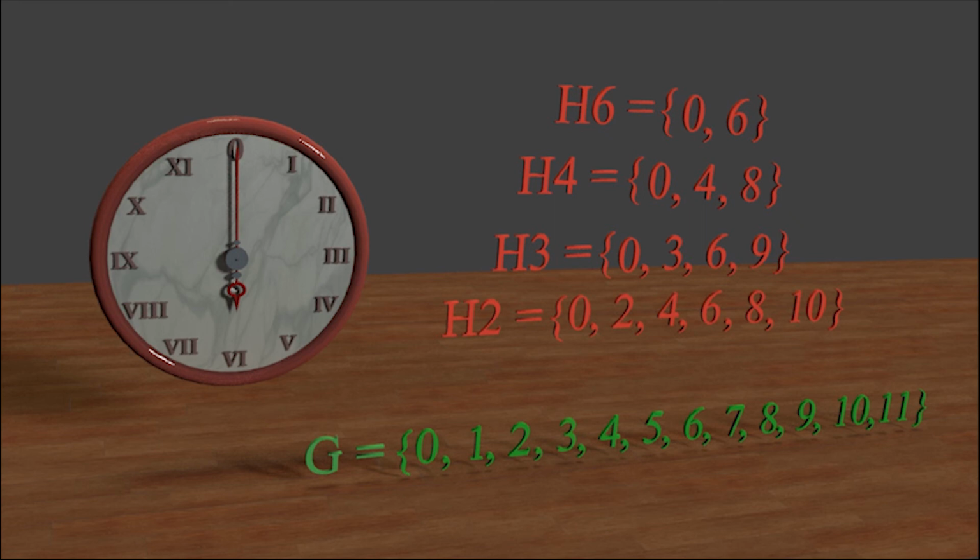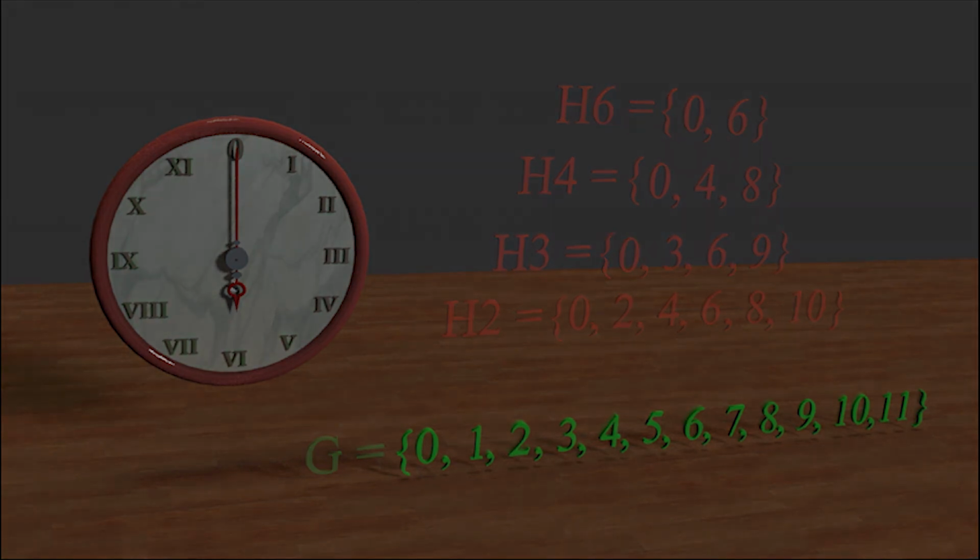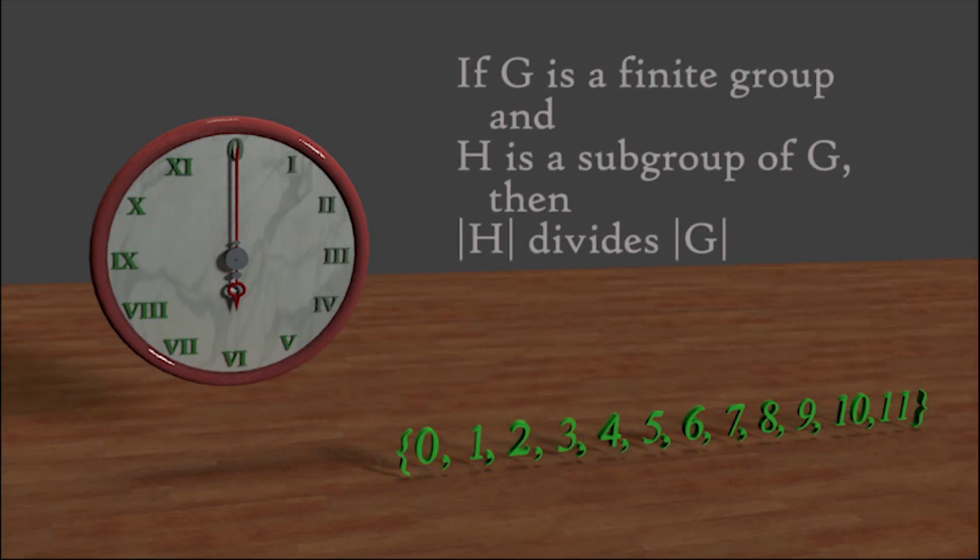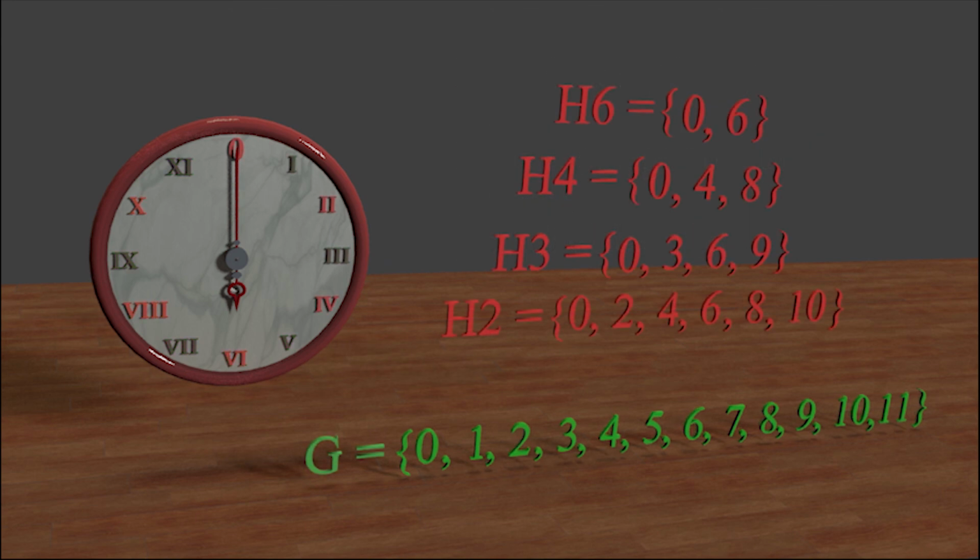Using our original finite group G, we will highlight the simple but famous theorem discovered by an Italian mathematician named Lagrange. That theorem is: if G is a finite group and H is a subgroup of G, then the order of H divides the order of G. And we can see that in our example by noticing that the order of H2 is 6, and that divides the order of G, which is 12.